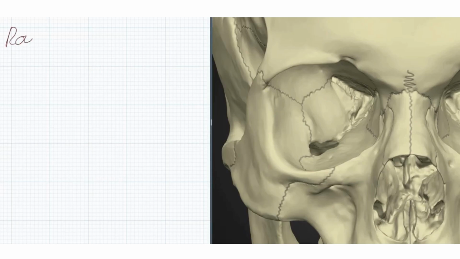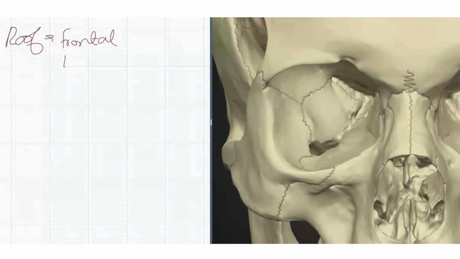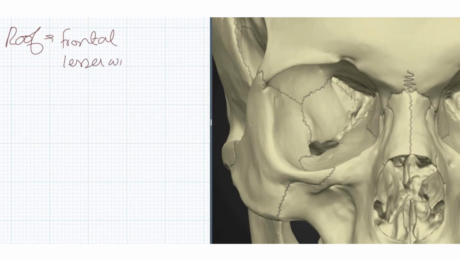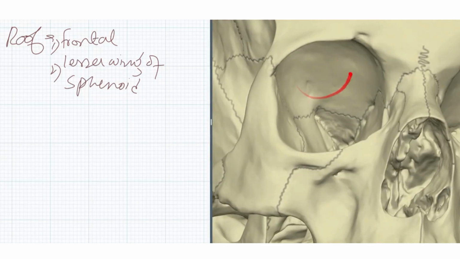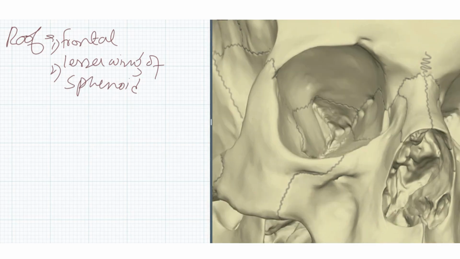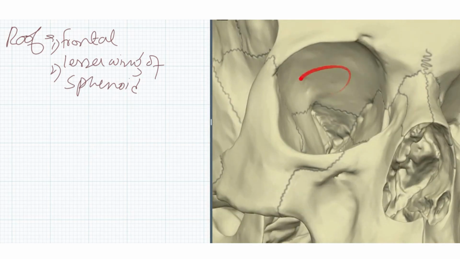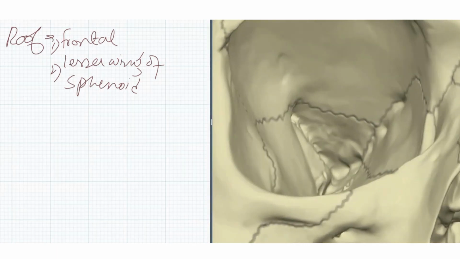The roof of the orbit is made up of 2 bones, frontal and lesser wing of the sphenoid. This is the frontal bone, which is making the majority of the roof of the orbit, and this right here is the lesser wing of the sphenoid, which is making the roof posteriorly.